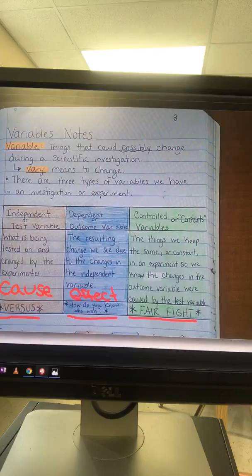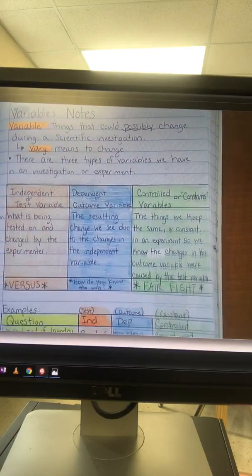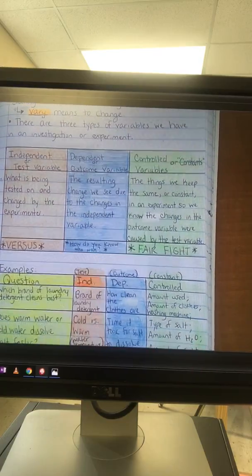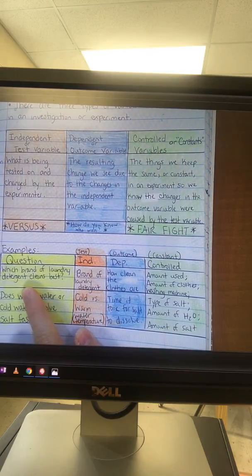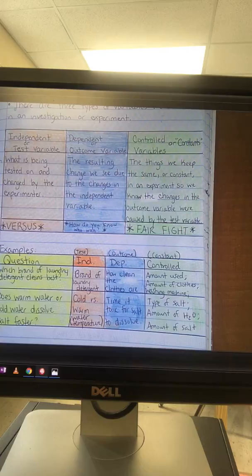Okay, so I'm going to scroll down. So that's the explanation of what the variables mean. And now we're going to go through some examples. All right, so at the beginning of an experiment, you have a testable question that you are trying to find the answer to. So in this first question, our question is, which brand of laundry detergent cleans the best?